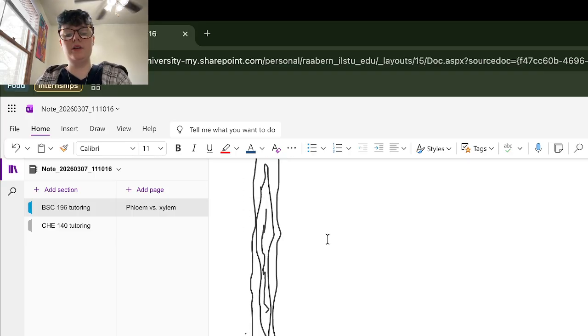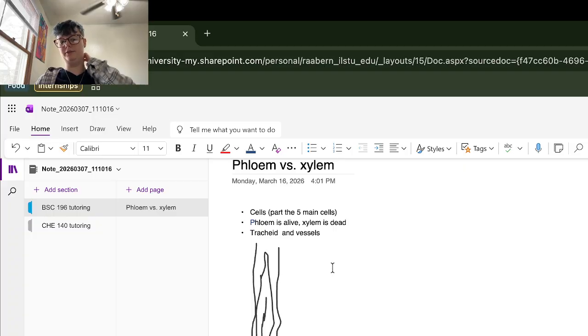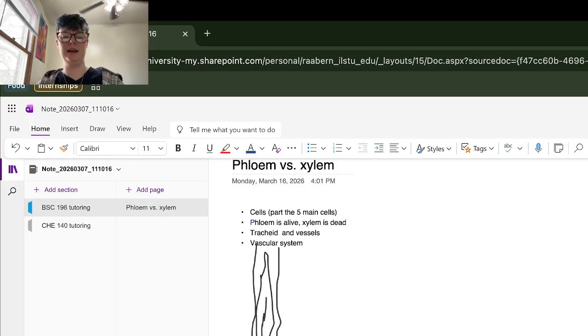And then also with this, something that's super important is knowing not only their functions and how they differ, but where they occur. So they are in the vascular system of plants, which hopefully you guys can see that. I know the little drawing here is taking up some space. But they occur in the vascular system.